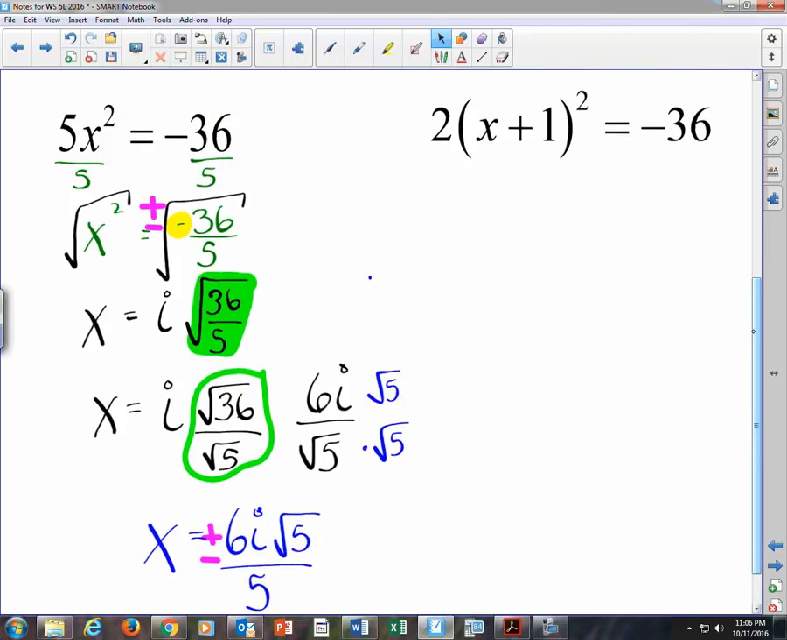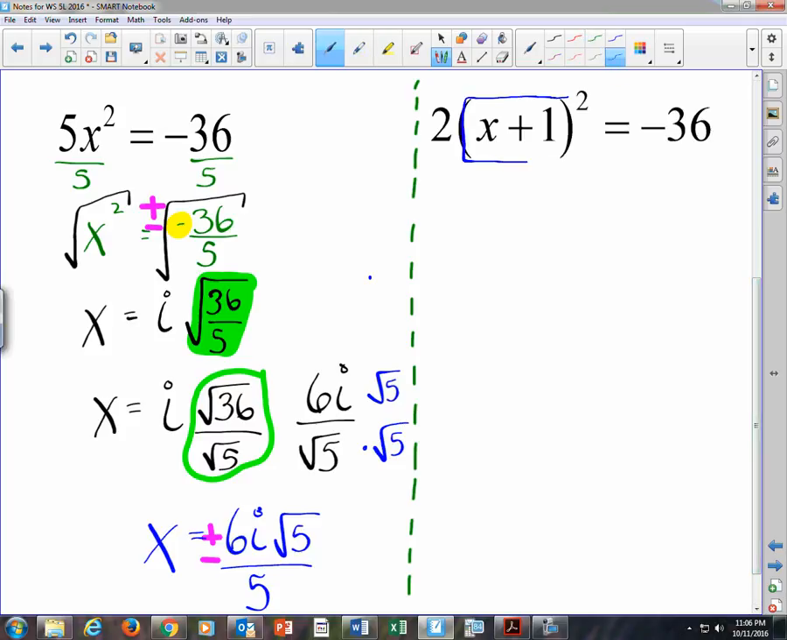All right, so then let's look at this next one and see how this might be similar and how this might be different. In this case, I have a set of parentheses. So sometimes I'll do something like this, just as a reminder that this is locked. I cannot put that 2 to the inside of the parentheses. So instead, I'm going to divide it away. And I will get x plus 1 quantity squared equals negative 18.